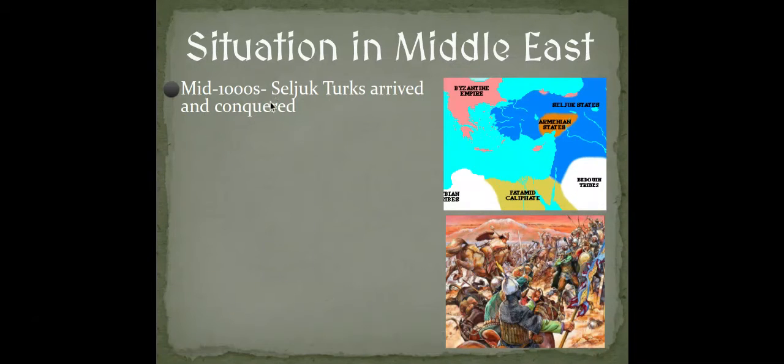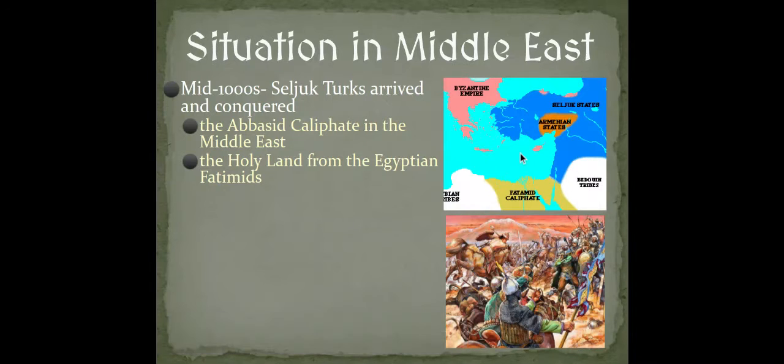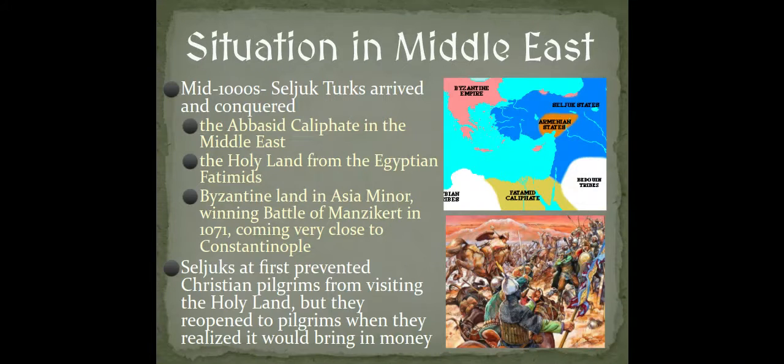In the mid-1000s, the Seljuk Turks arrive and they conquer a lot. They conquer the Abbasid Caliphate in the Middle East, which would be what is now Iraq and Iran. They conquer the Holy Land right here from the Egyptian Fatimids. They conquer Byzantine land in Asia Minor. And they come really, really close to Constantinople. Constantinople would be right here at the edge of this peninsula where my arrow is. They conquer basically right up to the shore, and they're looking across the Bosporus Strait, looking at Constantinople.